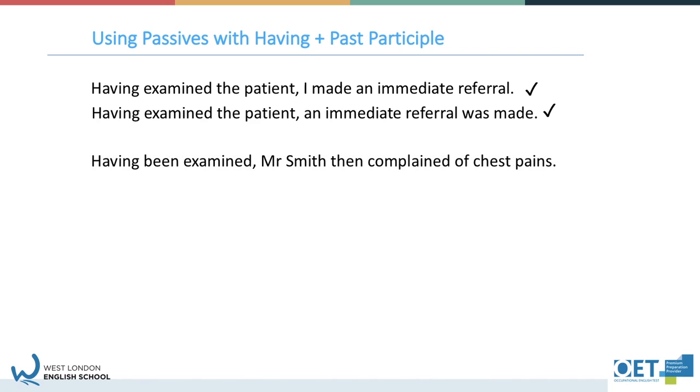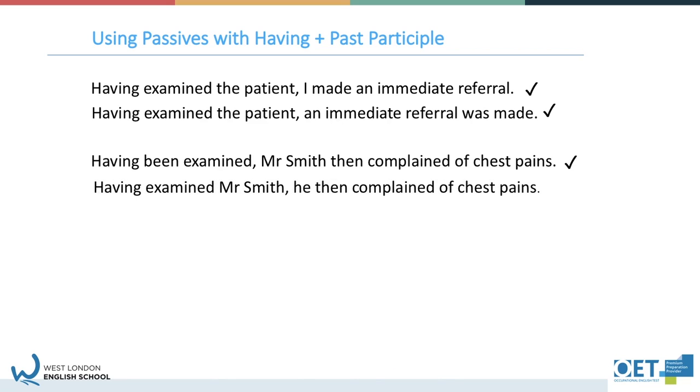Having been examined, Mr. Smith then complained of chest pains. So you can see with the having clause now, we've turned that into a passive. And this sentence again works perfectly fine. It was Mr. Smith who was examined and Mr. Smith who complained of chest pains. You still have subject agreement and it sounds great.